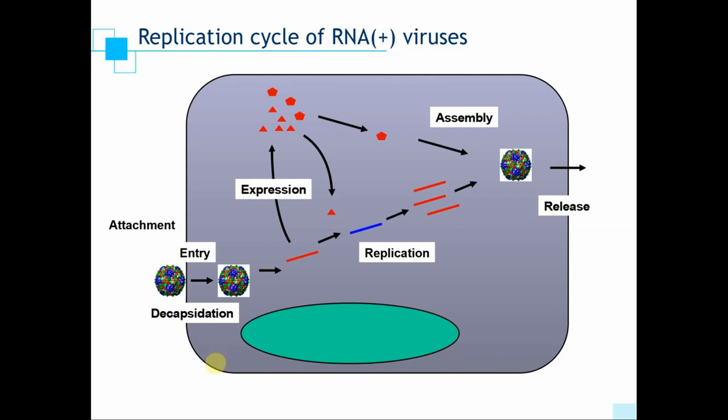Now, the basic replication cycle for RNA viruses all happens in the cytoplasm of the infected cell. So after entry, the RNA genome is released. Host cell ribosomes will start expressing viral proteins. Among those viral proteins, you have at least an RNA-dependent RNA polymerase, which will allow the replication of the virus genome. And then once you've got enough genome copies and viral proteins, they assemble and they're released.